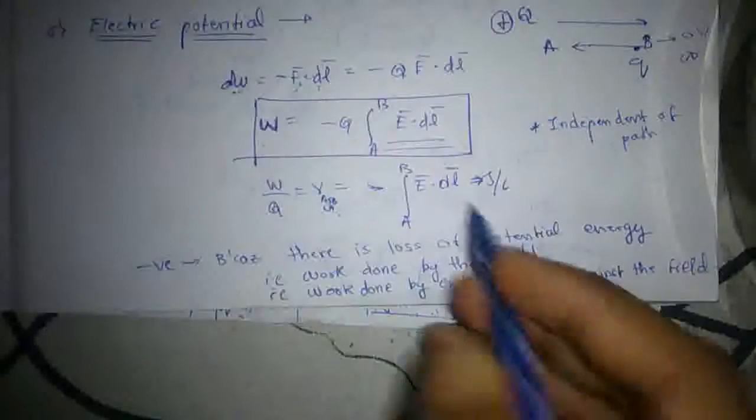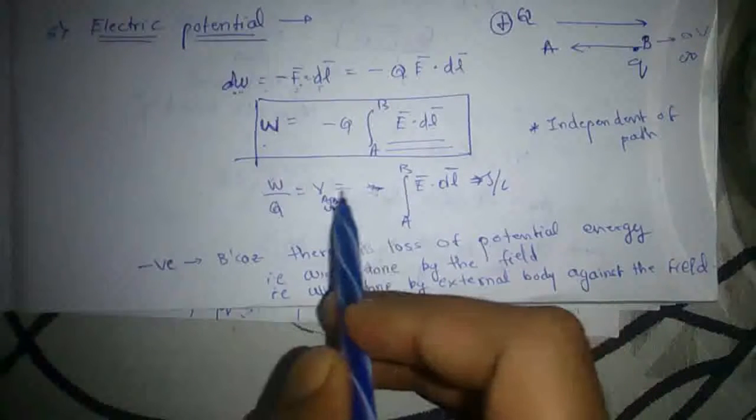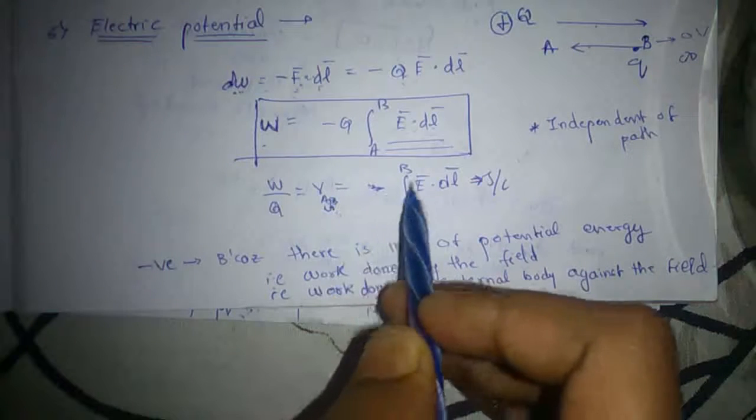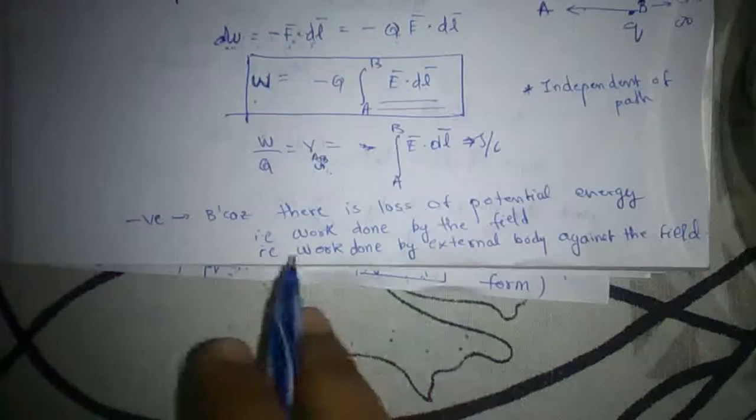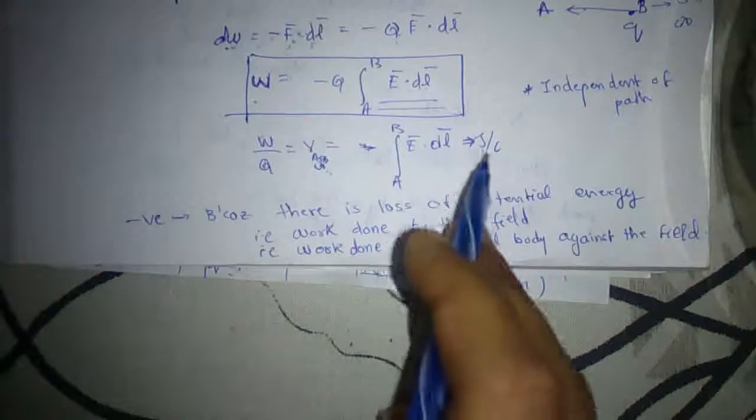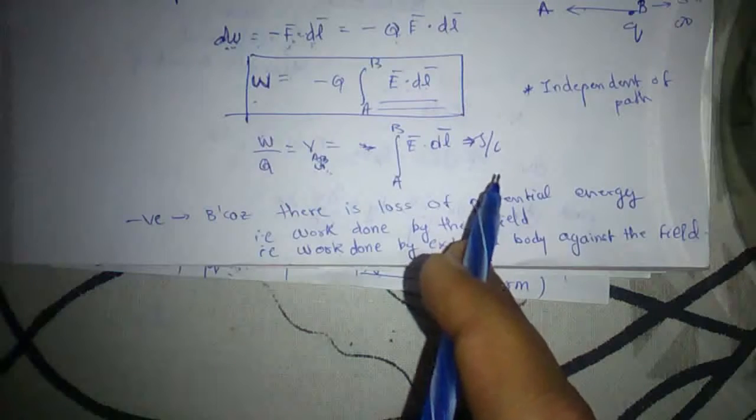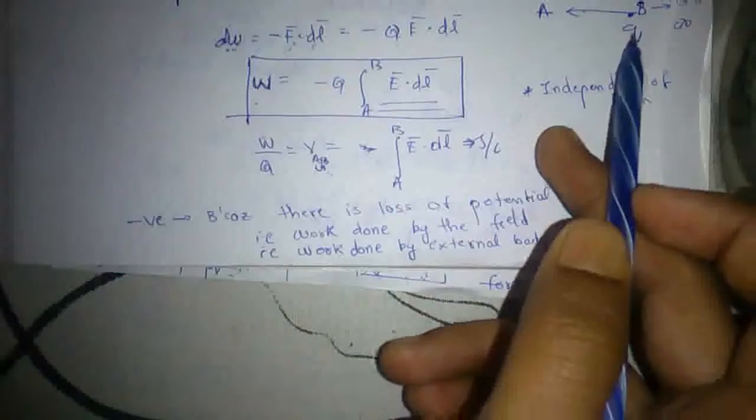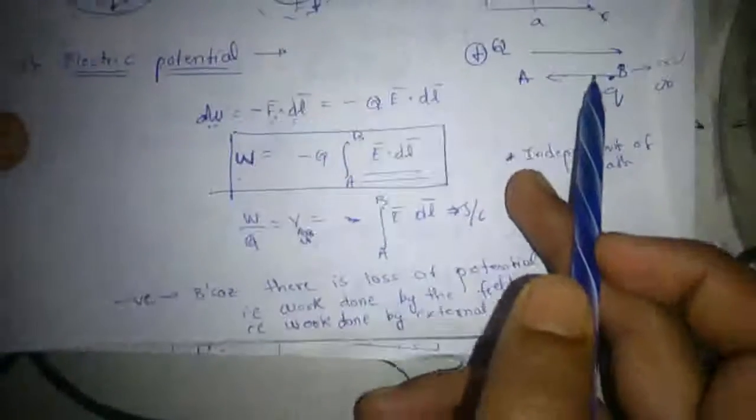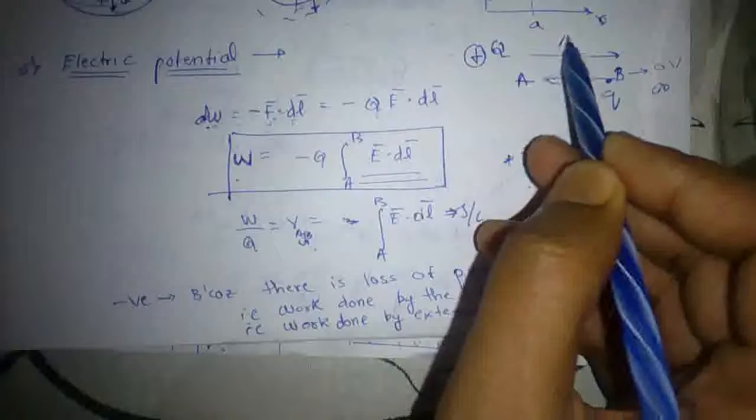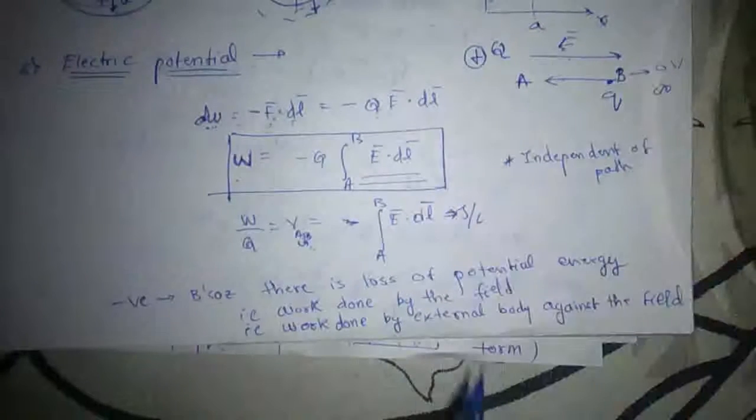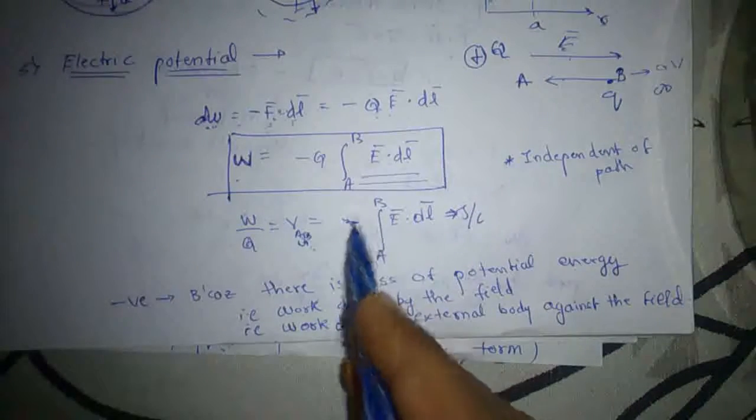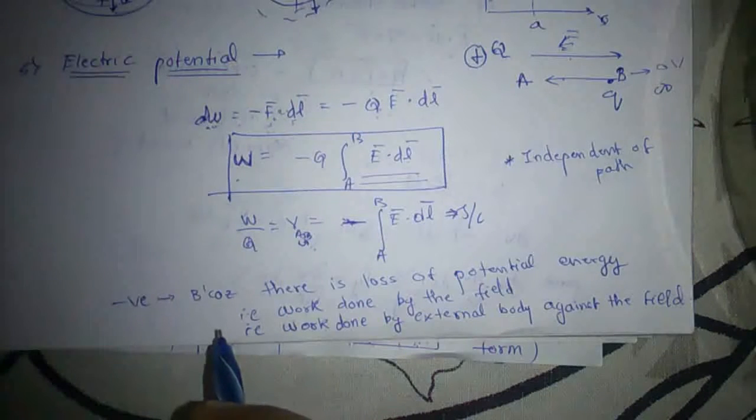Now you may wonder why this sign is negative. That is why VAB is equal to the negative of this integral. The reason is that there is a loss of potential energy in bringing a charge from this point to this point, and the work is done by the electric field and the external work. Suppose I am pushing this charge from B to A, I have to do work in the opposite direction to the electric field. So if I'm opposing something, that particular thing becomes negative, right?